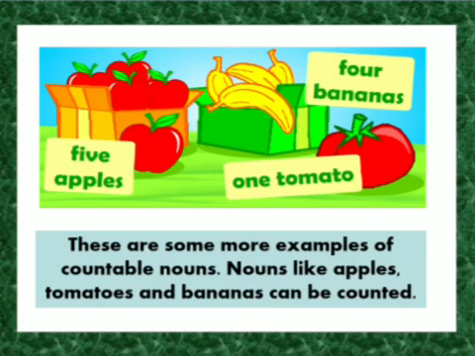Here I have some more examples of countable nouns. Nouns like apples, tomatoes, and bananas can be counted. For example, if I give you a box and I put some apples in it and I ask you to count, you will be able to count the nouns and tell me the number. For example, if I give you 6 apples and I ask you for the number, you can count the apples and tell me the number. Similarly, you can count the bananas and tomatoes also. So these nouns can be counted, and so they are countable nouns.